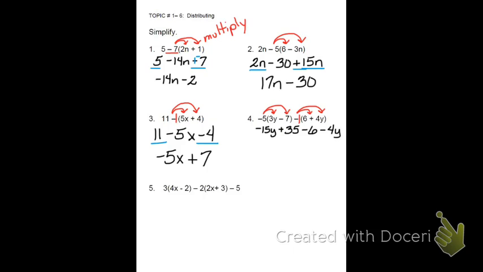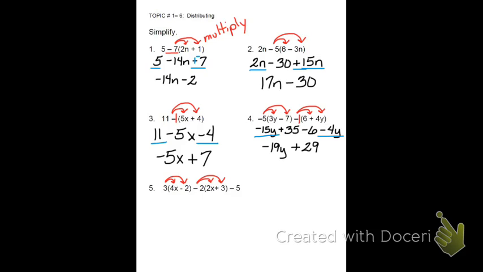Again, this one we will have a few more to combine. You've got a negative 15y with a negative 4y. That will result in a negative 19y. Your two whole numbers, 35 minus 6, would end up with a positive 29. Okay, an even longer problem. Again, we're going to distribute here, here, here, and here.